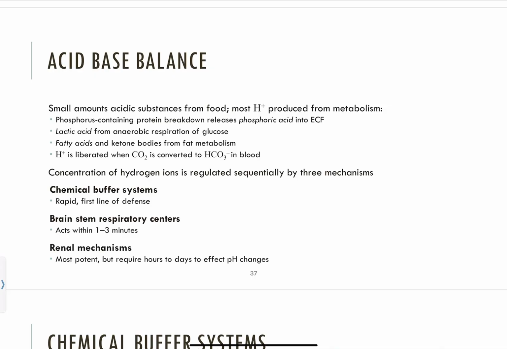And that's where our kidneys are going to come into play. So our renal mechanism is going to be the most potent. The downside is it takes a while for us to adjust, for the sensors to get the information to our kidneys to adjust what we're putting into our filtrate and what we're reabsorbing.